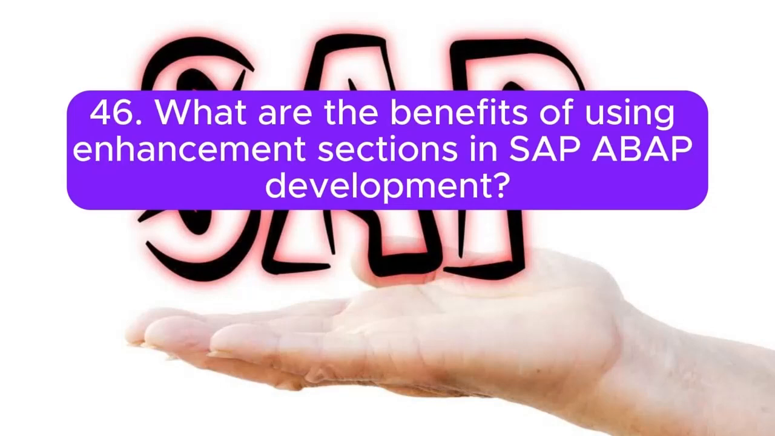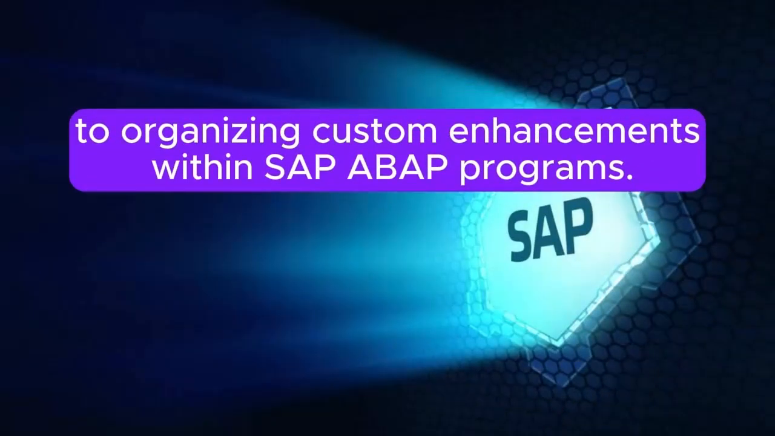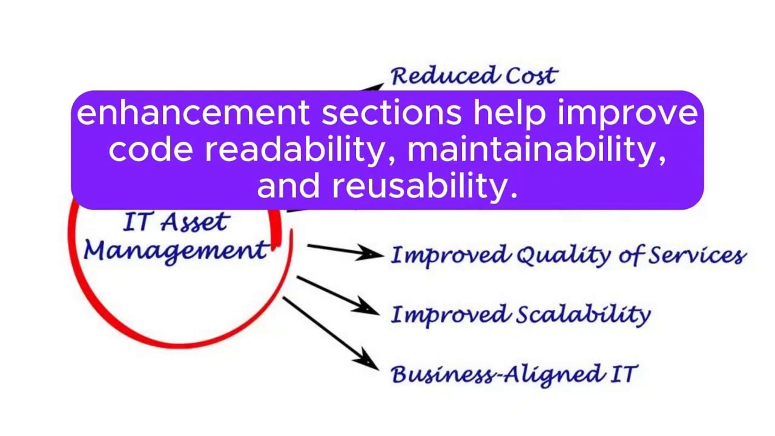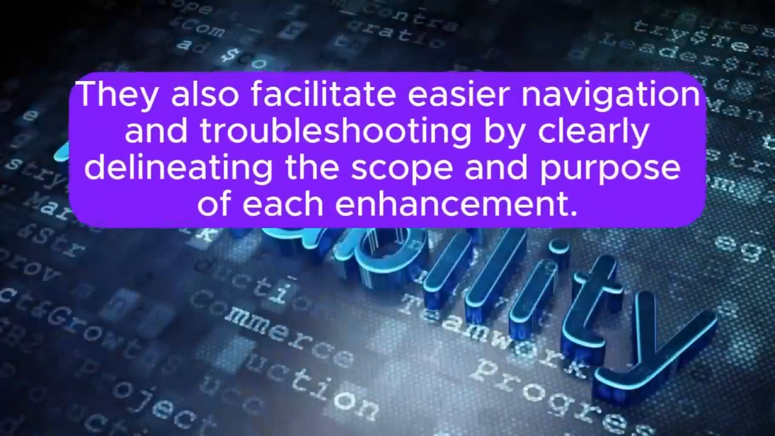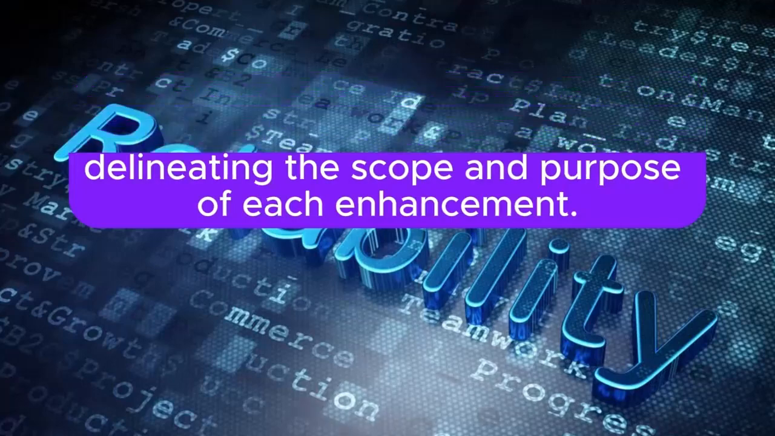46. What are the benefits of using enhancement sections in SAP ABAP development? Answer. Enhancement sections provide a structured and standardized approach to organizing custom enhancements within SAP ABAP programs. By segregating custom code into distinct sections based on functionality or business requirements, enhancement sections help improve code readability, maintainability, and reusability. They also facilitate easier navigation and troubleshooting by clearly delineating the scope and purpose of each enhancement.